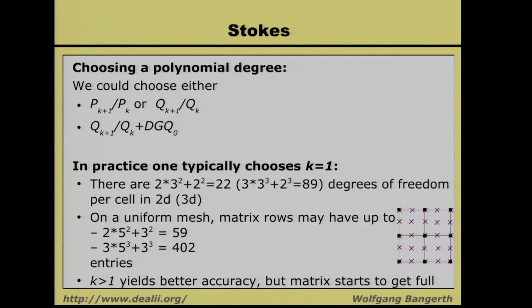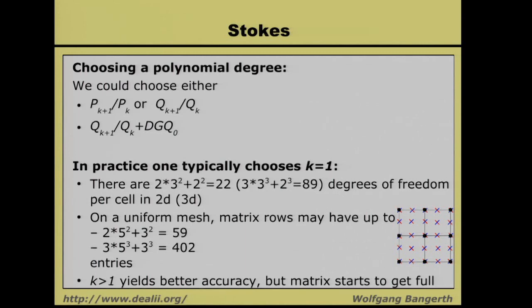So, practical choices. I've said that I can either use the classical Taylor-Hood, Q_{k+1} Q_k, or I could use the one where I enlarge the pressure by 1 piecewise constant per cell. In practice, we almost always choose k equals 1. That means quadratic elements for the velocity and linears for the pressure. And why is that so?